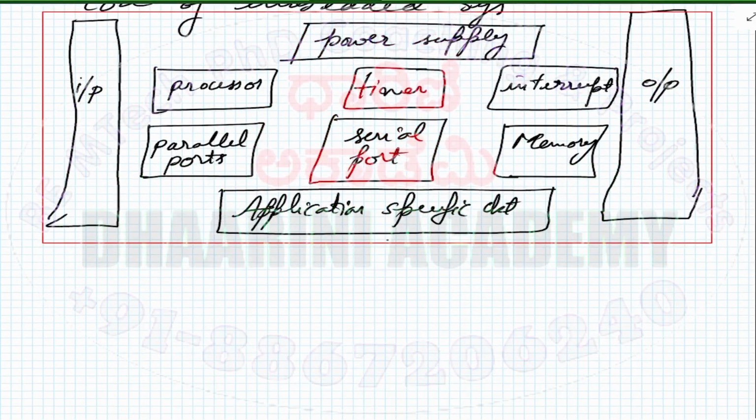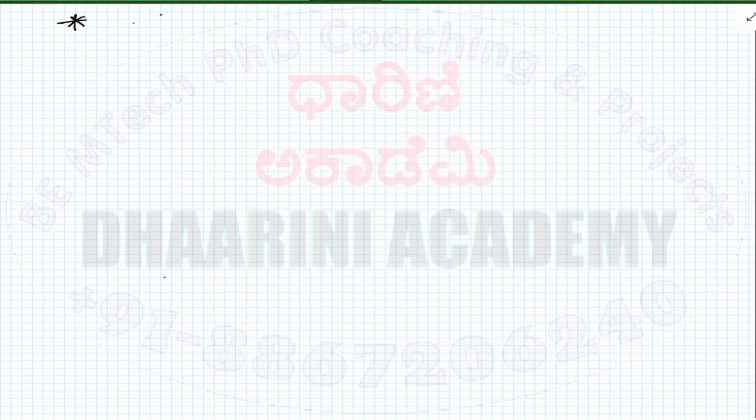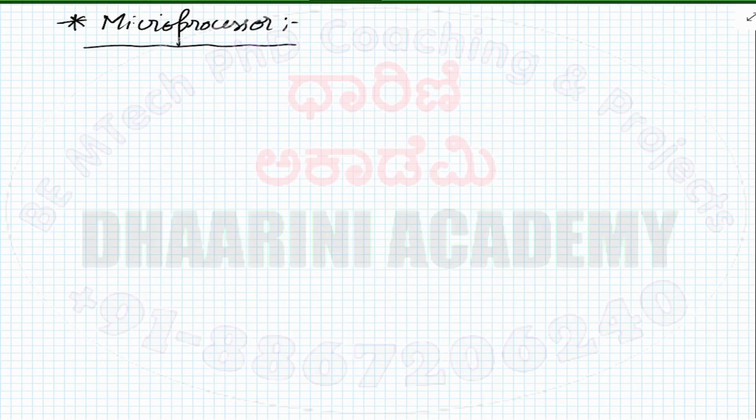So the first thing is the microprocessor. Here it's not the general processor we are talking about. It may be a microprocessor that is specifically designed for embedded systems.